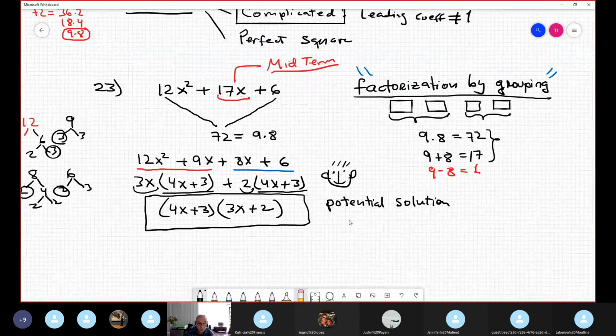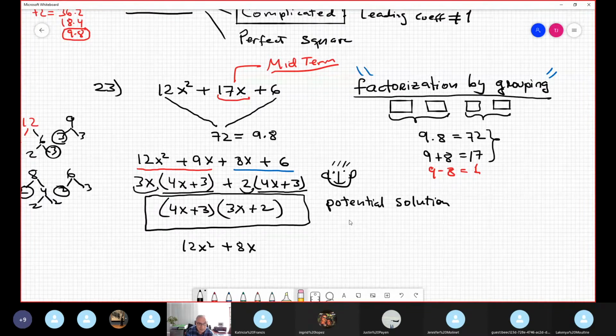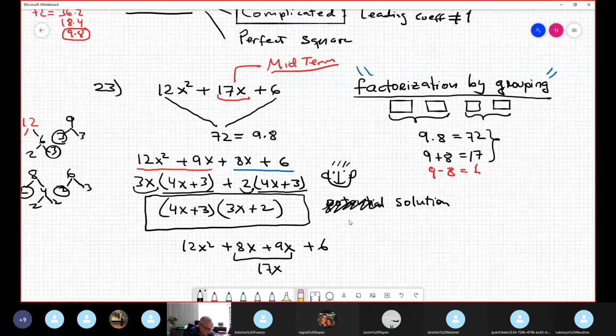No, you have to FOIL for verification. FOIL to verify. You multiply 4x times 3x is 12x squared. You multiply 4x times 2 is 8x. The multiplication 3 times 3x is 9x. And the multiplication 3 times 2 is 6. And when you combine like terms, here is 17x. Exactly like the original. Therefore, the answer enclosed in the box is the solution. Not potential, but solution. I select option C, I guess so, no? Let me see, yeah.